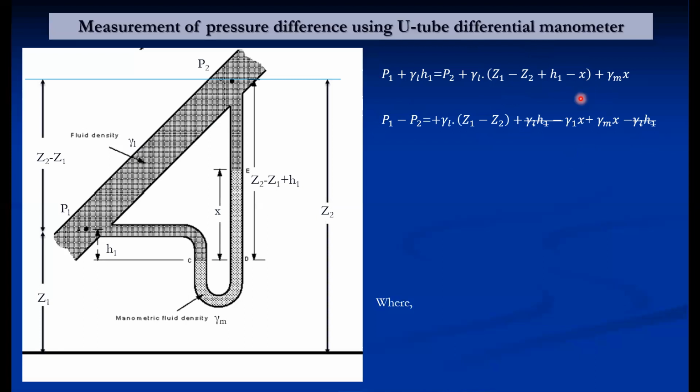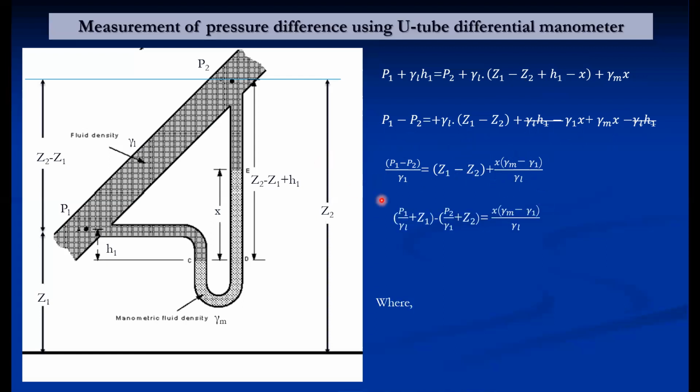So minus x into gamma L plus gamma m into x. So this gets cancelled. So if we divide both sides by gamma L, so (P1 minus P2) by gamma L is equal to Z2 minus Z1, obviously, plus x into bracket (gamma L minus gamma m minus gamma L) divided by gamma L. So divide both sides by gamma L.